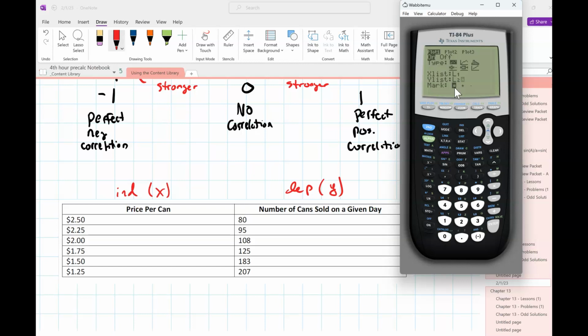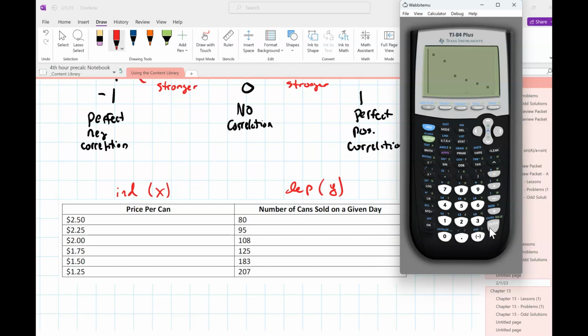Okay, so the last thing we need to do before we're ready to graph this is to set our window. The easiest way to set our window is to press the zoom. Oops, we got to exit out of here first. And then press the zoom button. And we're going to scroll down until we see zoom stat. So that's option 9 on my calculator, zoom stat. And we'll press enter. And there's my data set.